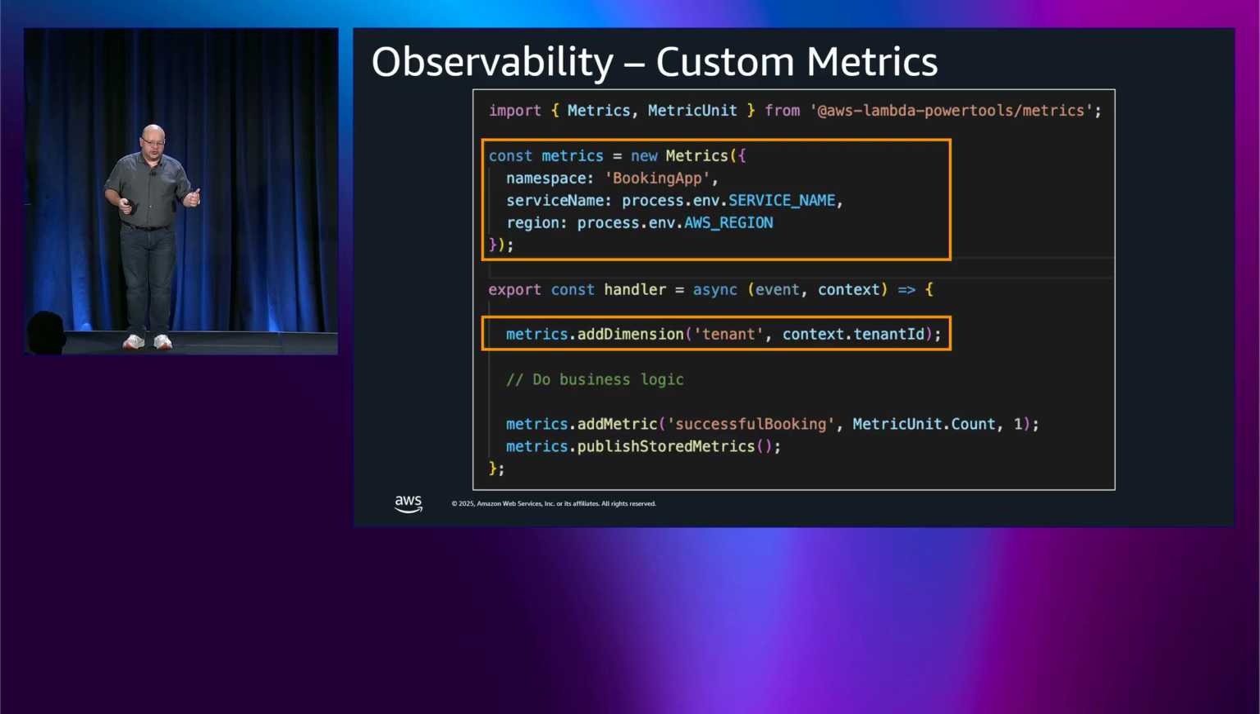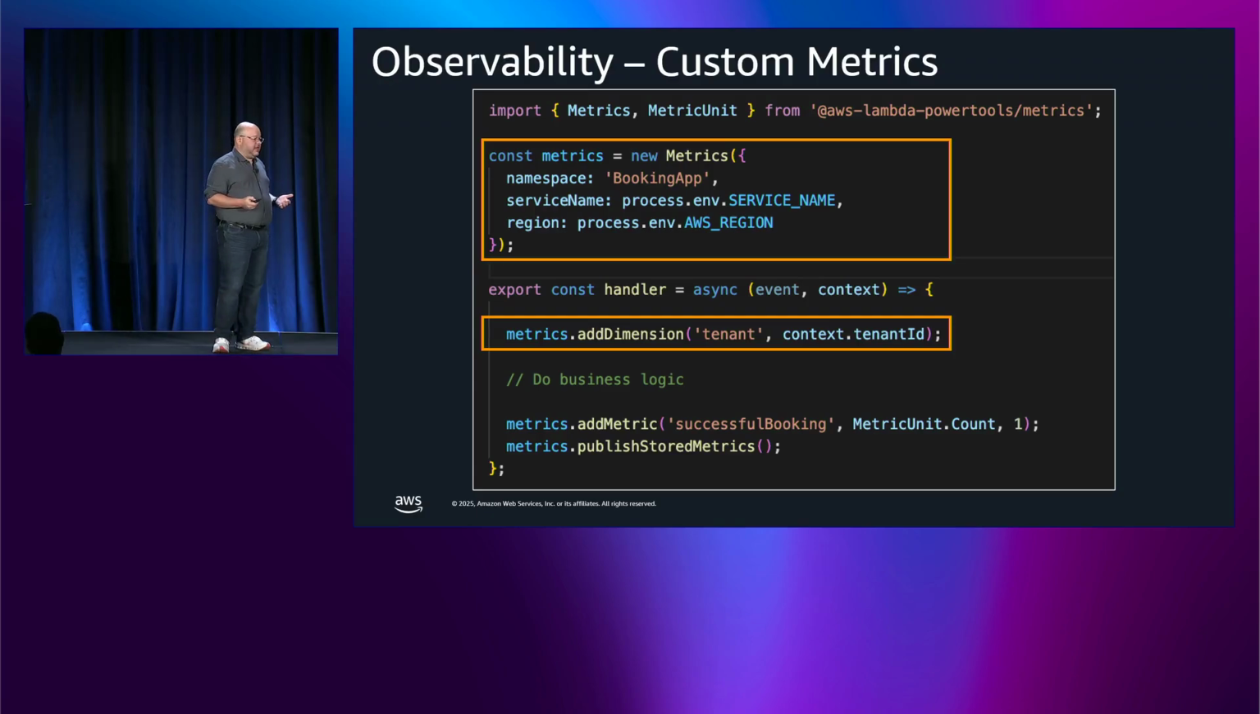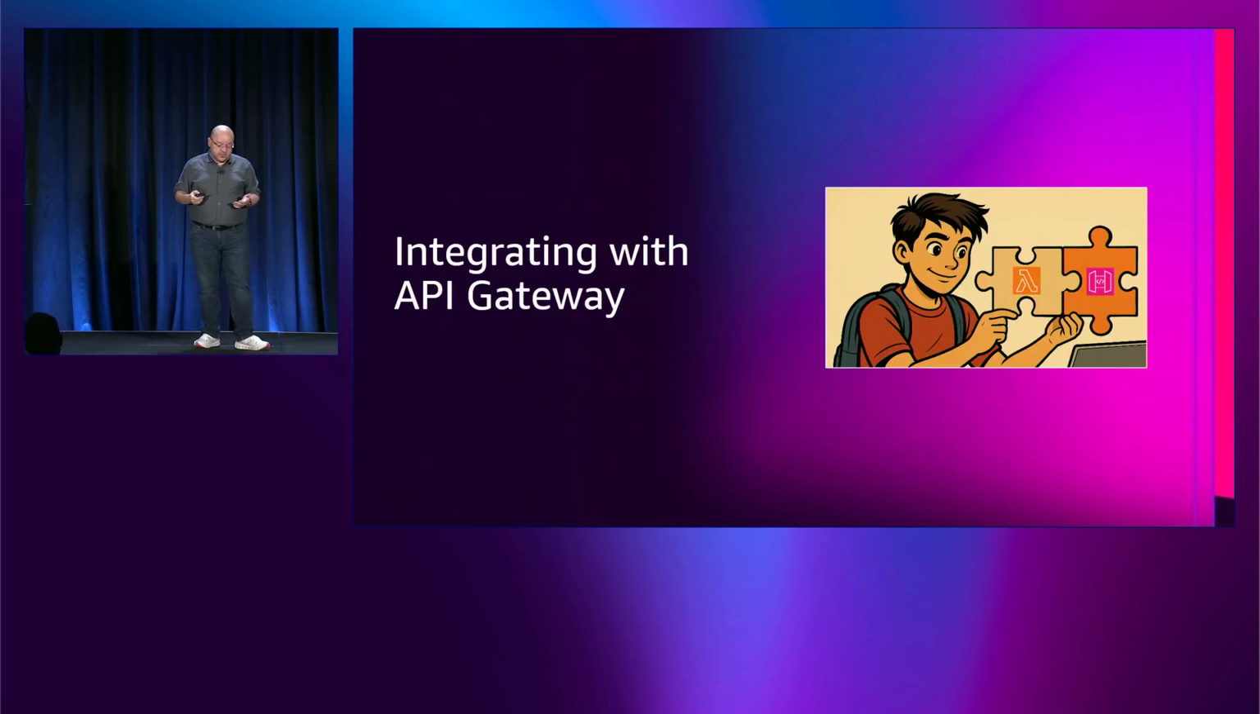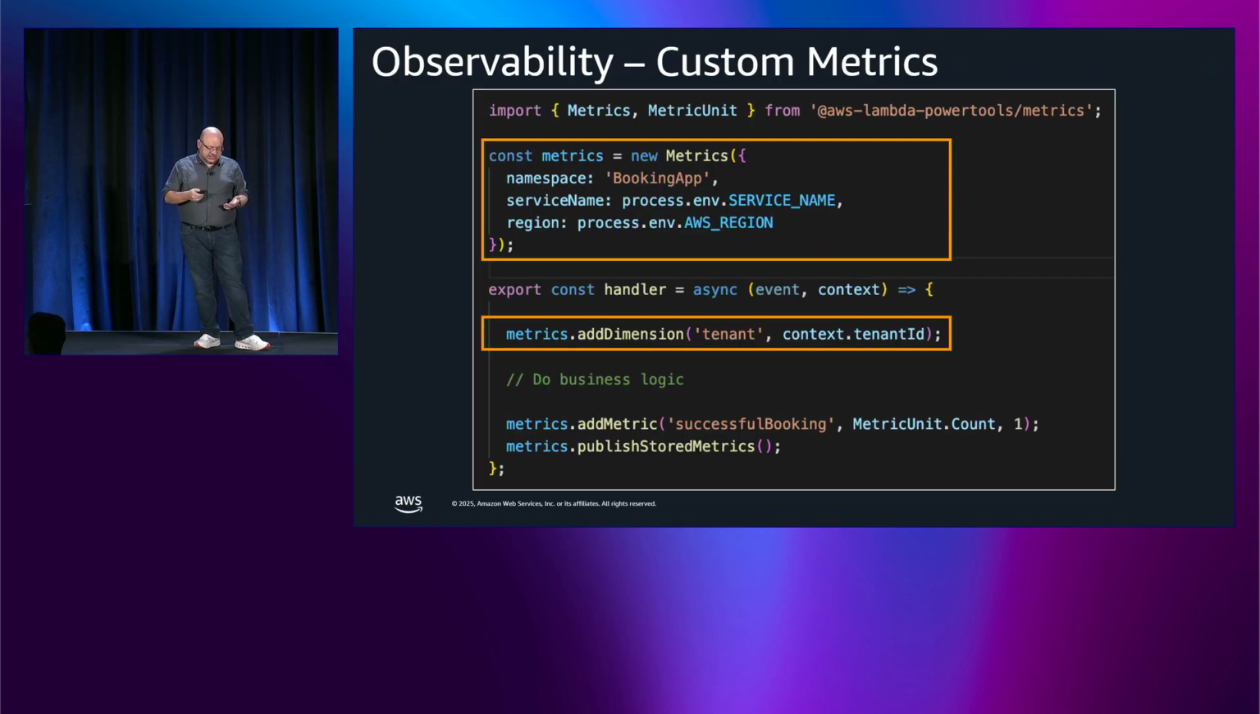So from this point on, every metric I emit from my function will be tenant-specific. I can still emit general metrics, which are not tenant-specific. But now I can also emit tenant-specific metrics, which is extremely powerful. So, oops, let's go one slide back. I can add successful bookings at the bottom and publish those metrics. And now I'm getting that information per tenant. So the per tenant observability story is also quite strong.